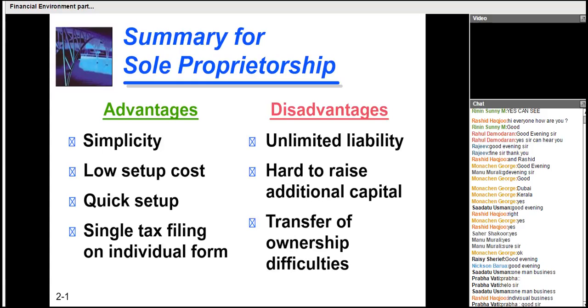And it is very hard to raise additional capital because you have to bear all the capital. In a partnership or in the corporation sector, in big limited companies, you sell your shares and you get capital. But here you have limited capital. You are the only one to invest in your business. That's why it is hard to raise additional capital.